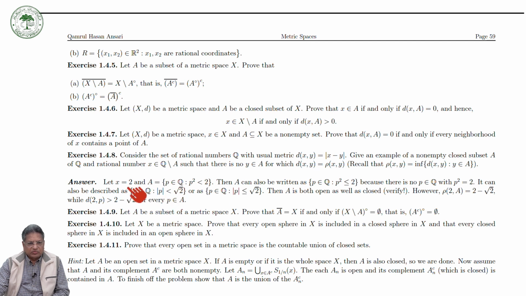So you can take x equal to 2 and A the set of all rational numbers whose square is less than 2. And then A can also be written as this one, because there is no rational number p with p squared equal to 2. It can be described in this way or in this way. And then A is both open as well as closed. You have to verify it. However, the distance from 2 to A is equal to this distance, while the distance from x to p is greater than or equal to this. So here the proof is given.